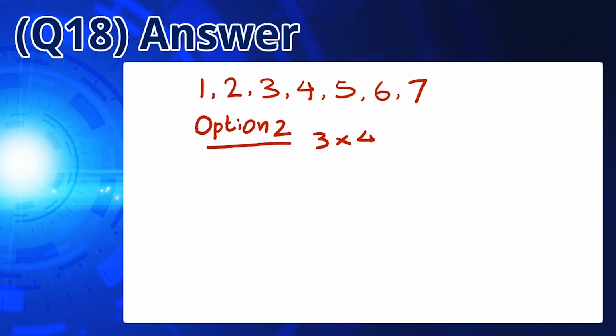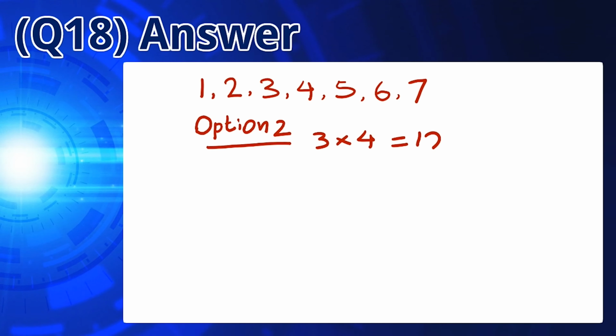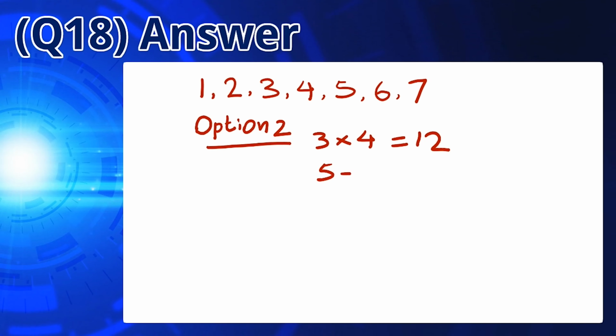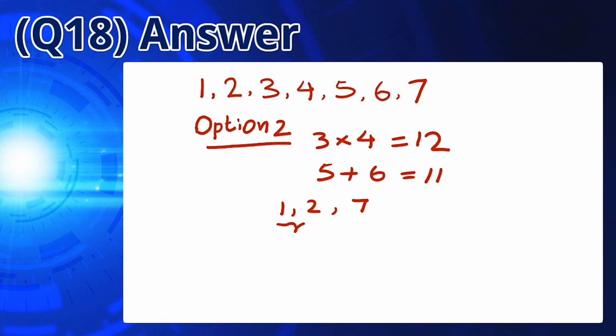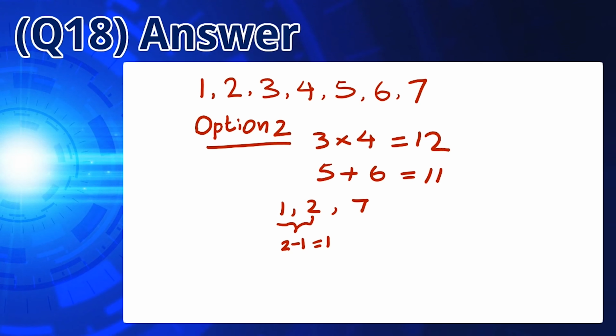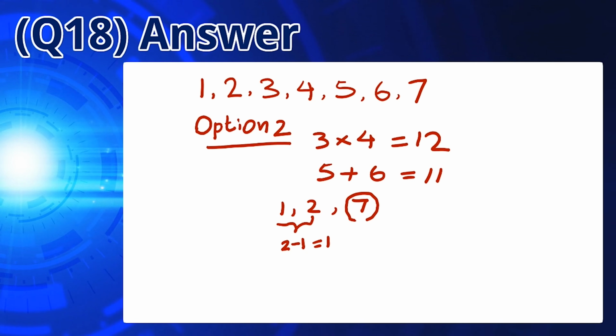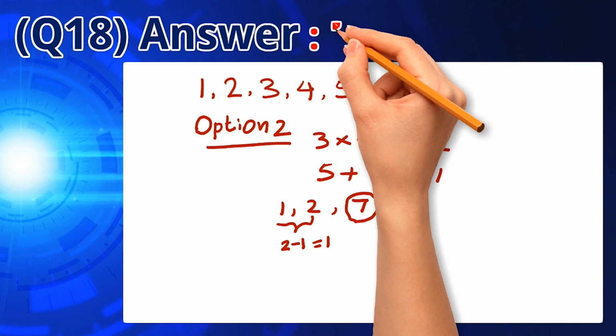We can use 3 and 4, which gives a product of 12. 5 plus 6 gives a sum of 11, and that leaves 1, 2, and 7. The pair 2 and 1 subtracts to give 1. So the unused card is 7. So the answer is E.